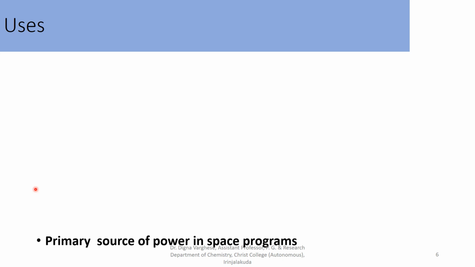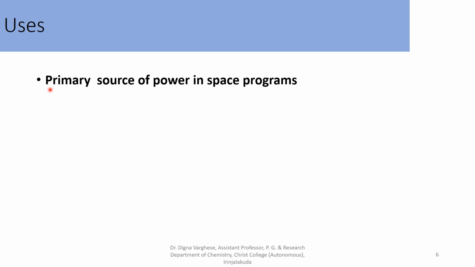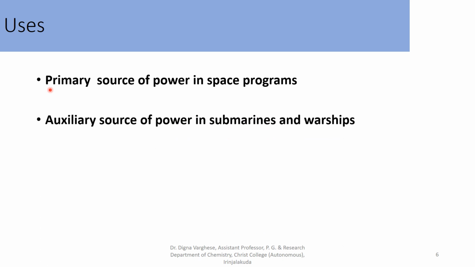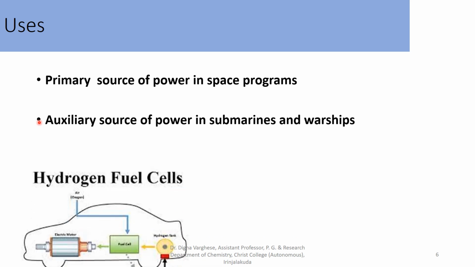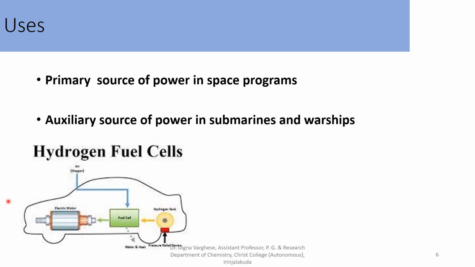Uses of fuel cells. They are used as a primary source of power in space programs. For example, the hydrogen oxygen fuel cell was used in the Apollo space program. They are also used as an auxiliary source of power in submarines and warships. Major research is being done to develop their use in automobiles.